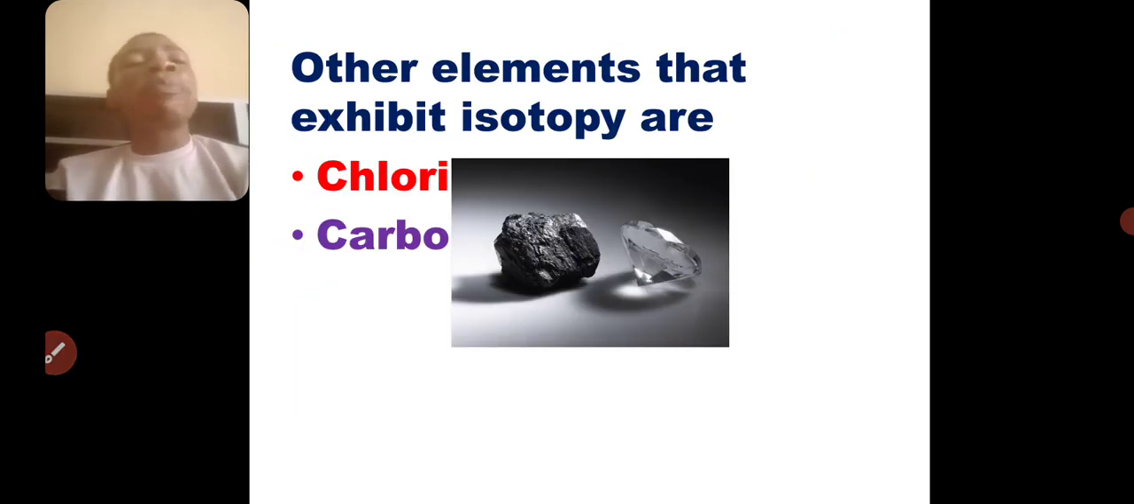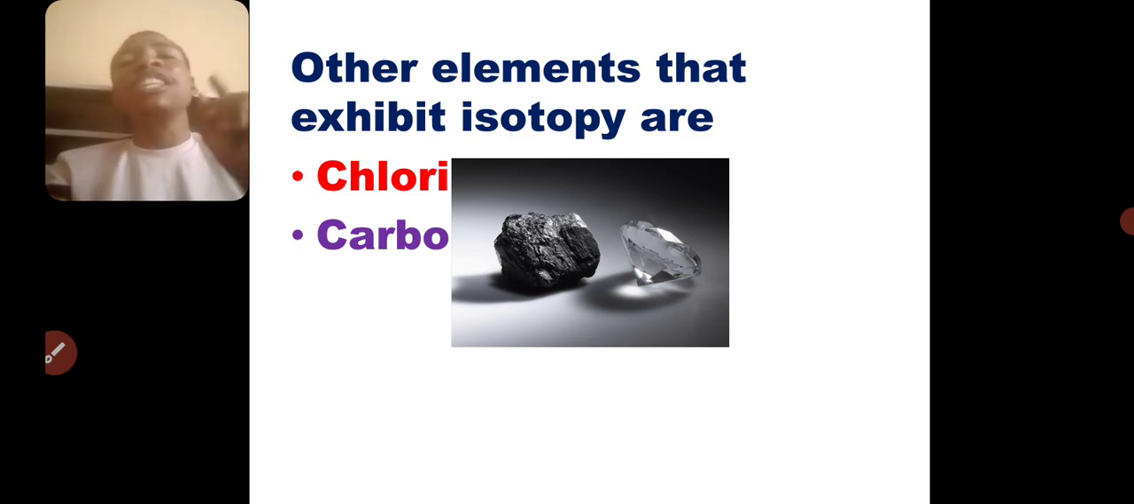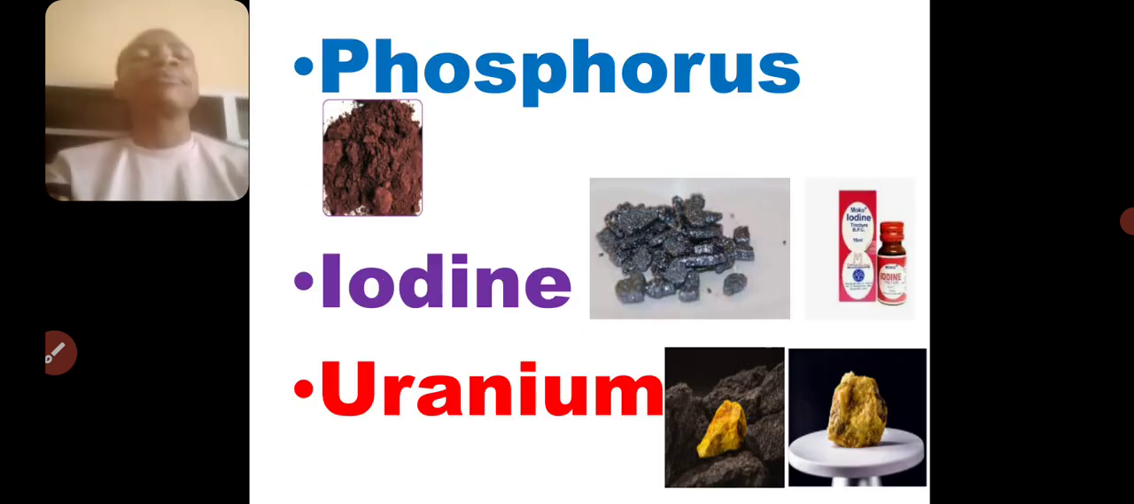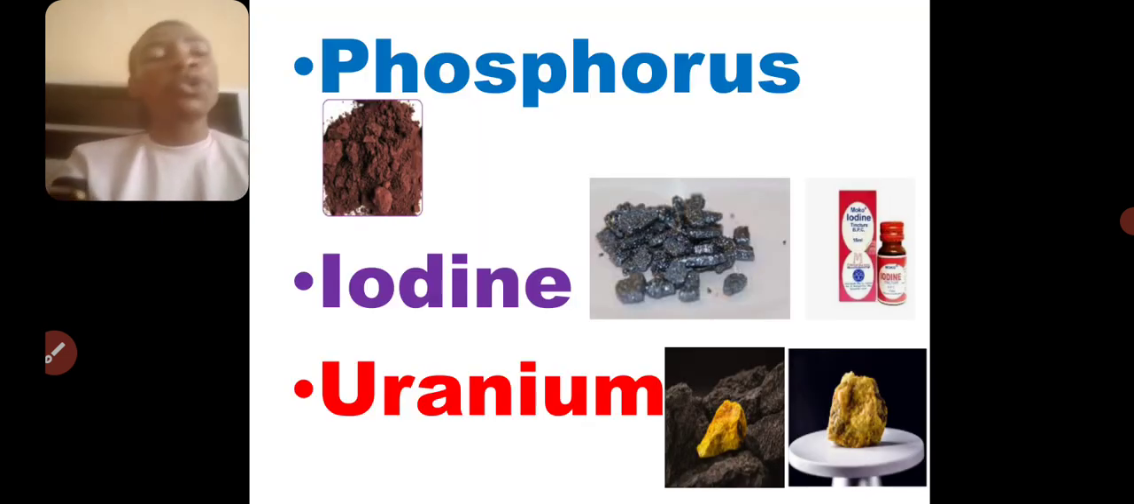Other elements that exhibit isotopy are chlorine and carbon. Carbon has carbon 12, carbon 13, and carbon 14 as isotopes. Carbon 14 is a radioactive isotope. It's used for carbon dating. Iodine also has isotopy. Phosphorus has isotopy. Uranium also has isotopy. So this will be the first video telling us about hydrogen and the isotopes of hydrogen.